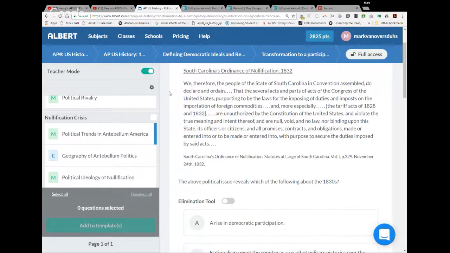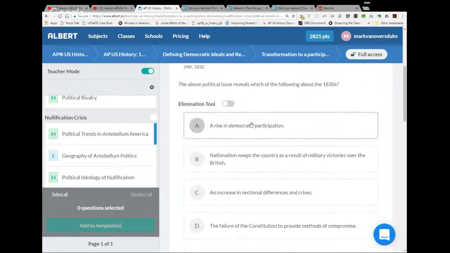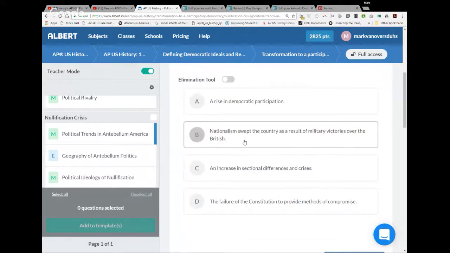So, which of the trends is revealed by this political issue? A rise in democratic participation, nationalism swept the country as a result of military victories over the British, an increase in sectional differences and crises, or the failure of the Constitution to provide methods of compromise.